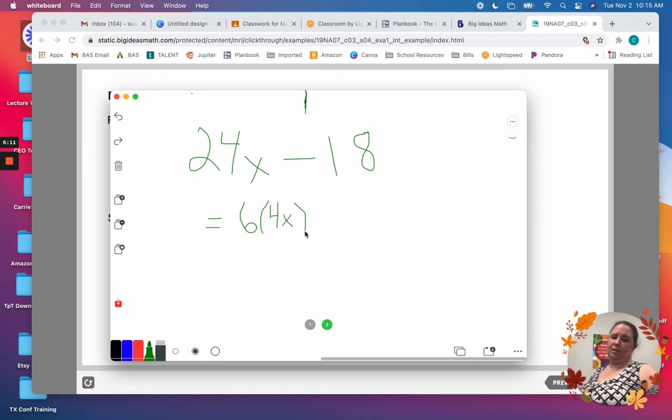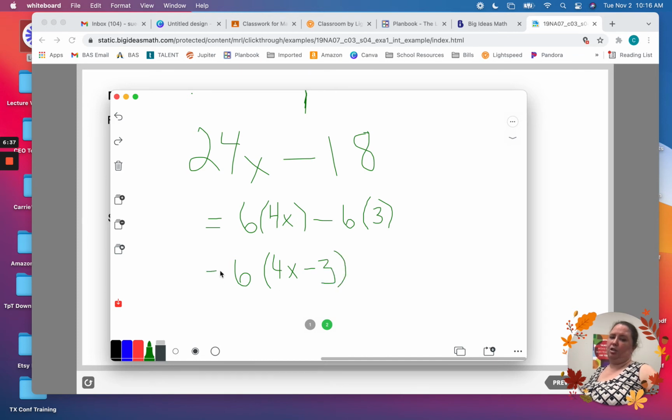Okay? 6 times 4x minus, I pull out another 6. 6 times what gives me 18? 3. Okay? Now, I can write this nicer, because this is a lot. I can put both of the 6's way out here on the outside and factor the inside and just say 4x minus 3.